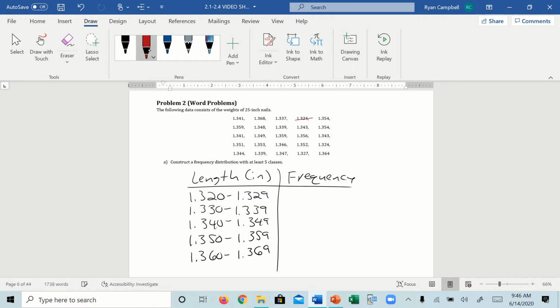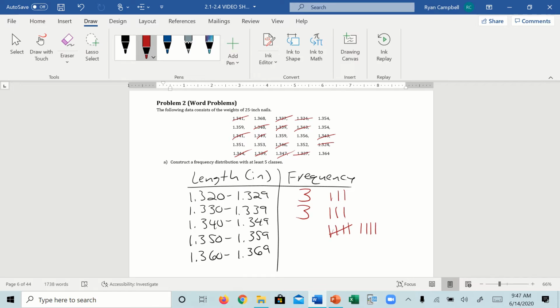So 24, 24, 27, right? So 3, and I would just write the number 3. Good, and then you would just keep counting. So how many are in the 30s? There's 1, 2, 3. So looks like another 3. How many are in the 40s? 1, 2, 3, 4, 5, 6, 7, 8, 9.